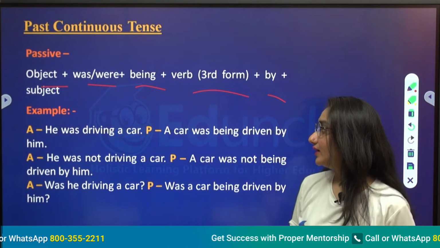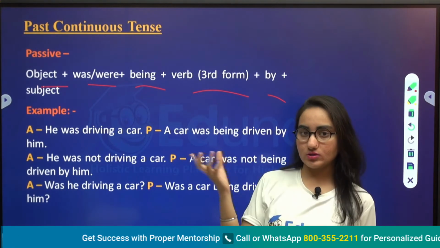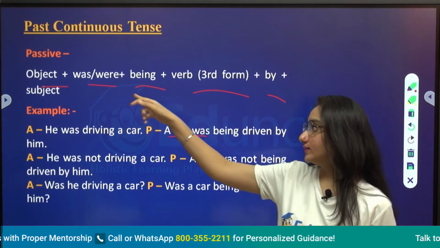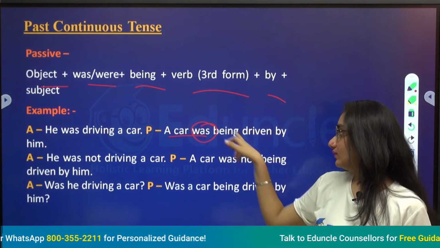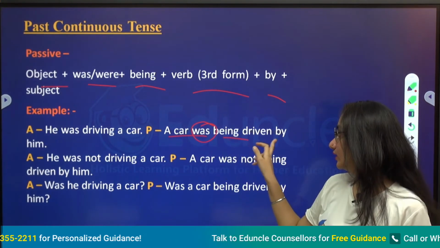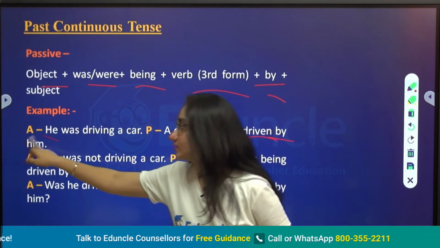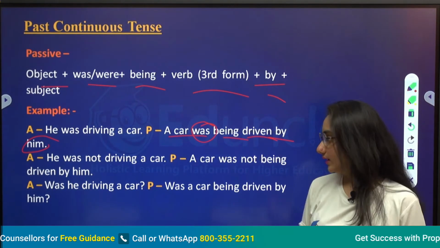Let me take an example. He was driving a car. So this is a common sentence of the past continuous tense. How do I convert it? A car, that is the object. Now was or were, that is was. Being will be added. Third form of the verb, driven. By, and then the subject, that is him. So, he was driving a car becomes a car was being driven by him.